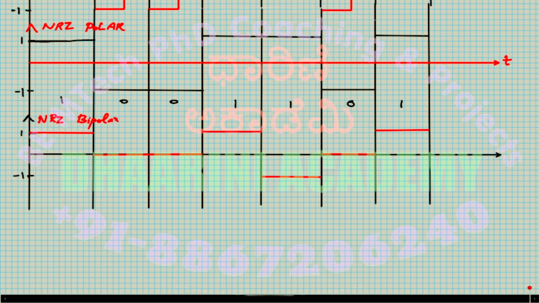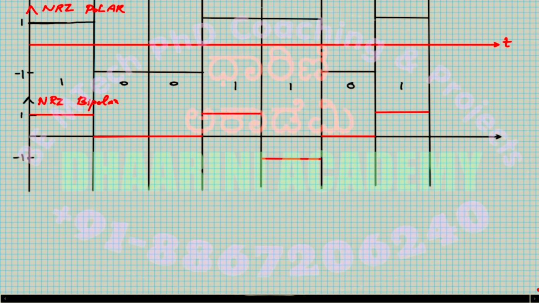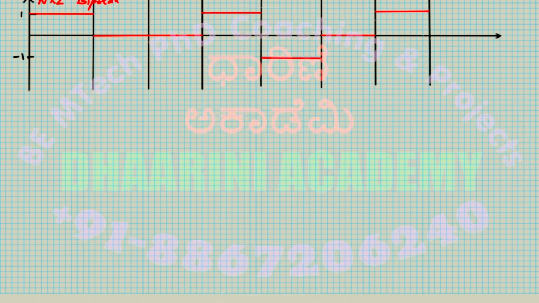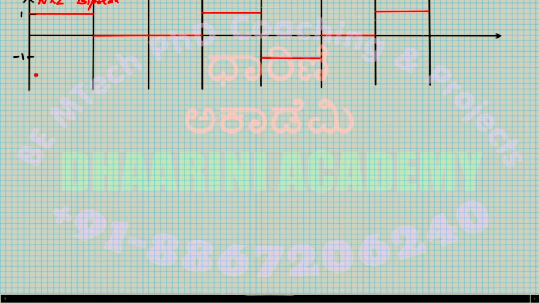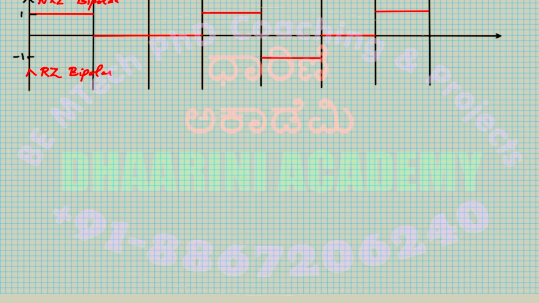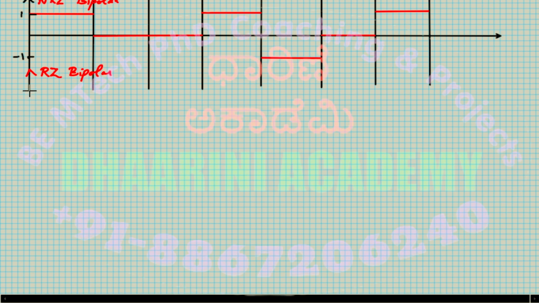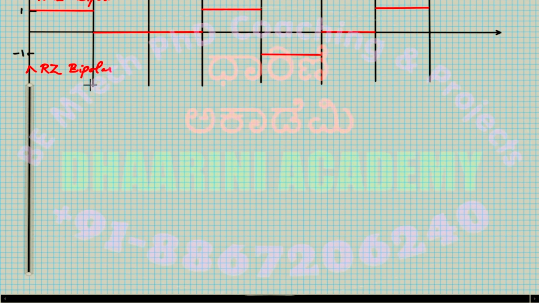So definitely that leads to another question: will I have an RZ format? The answer is yes. We are going to plot the next one, which is return to zero, RZ bipolar. So RZ bipolar will have the same NRZ bipolar technique, but the return to zero concept also comes into picture. Okay, we'll plot that now.